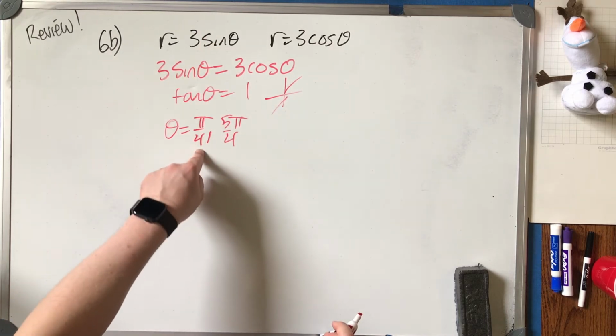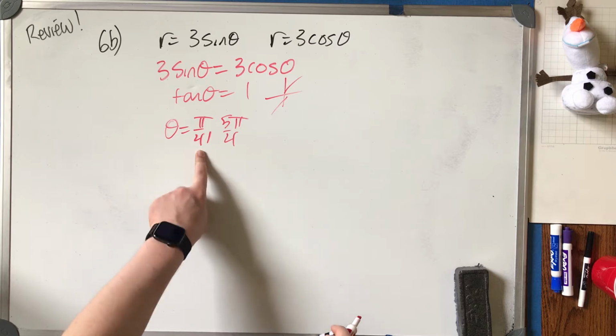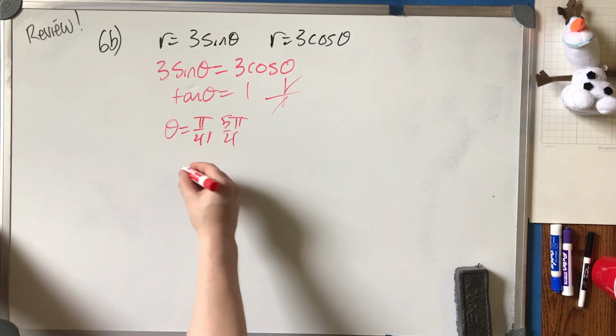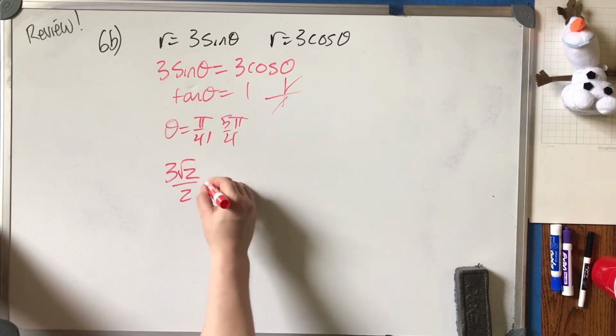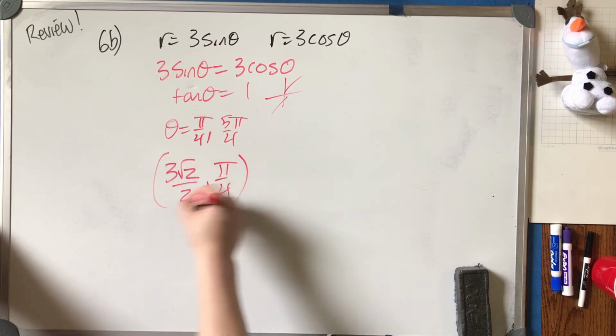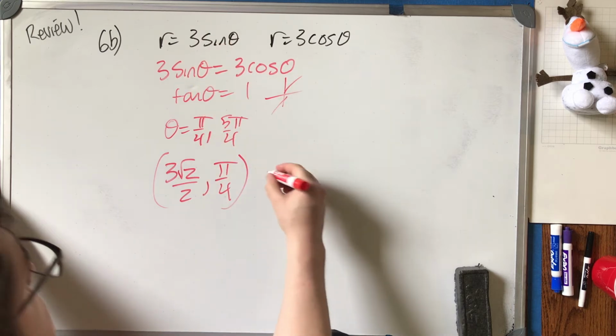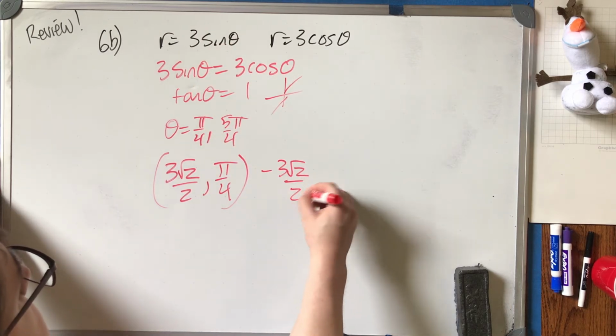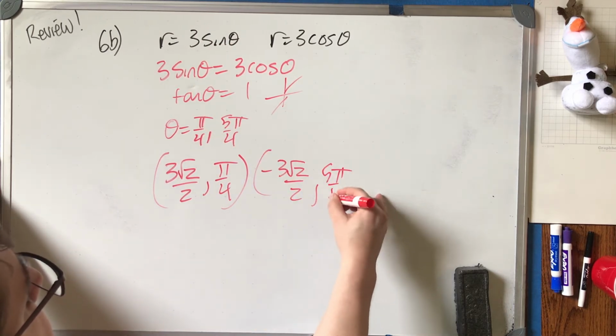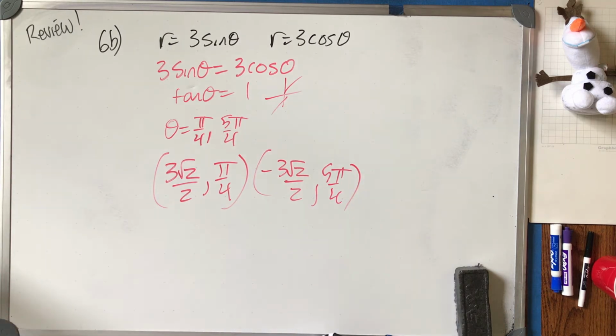Sine of pi over 4 is going to be square root of 2 over 2. So I'm going to have a radius of 3 square roots of 2 over 2 for pi over 4. And for 5 pi over 4, I'm going to get negative. So it'll be negative 3 root 2 over 2, comma, 5 pi over 4. And these are the 2 points of intersection for these graphs.